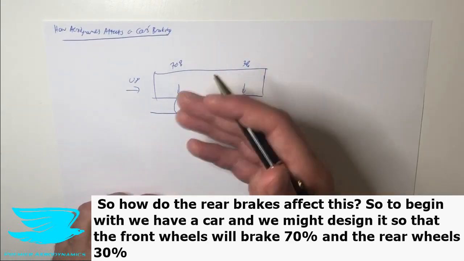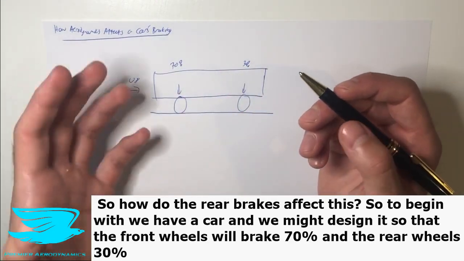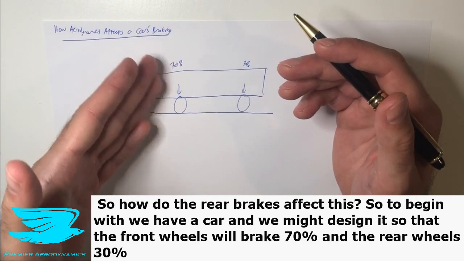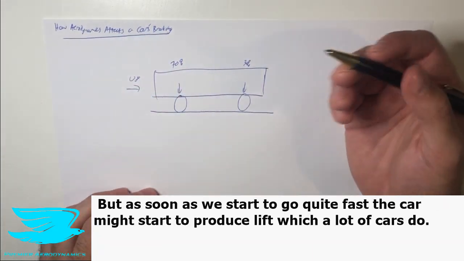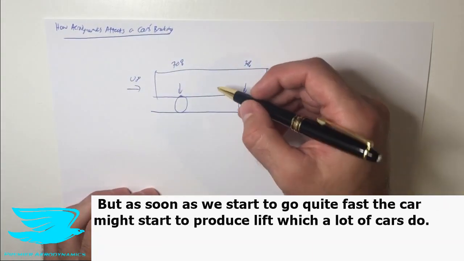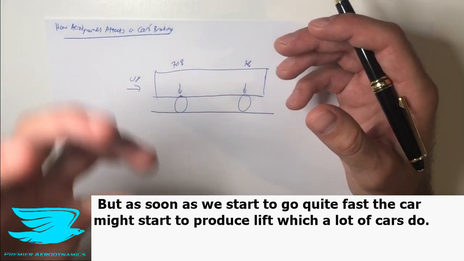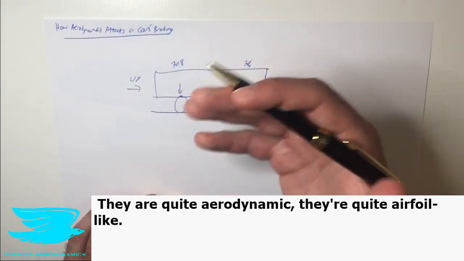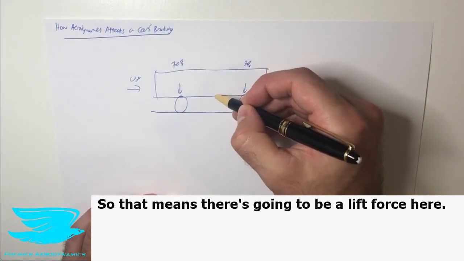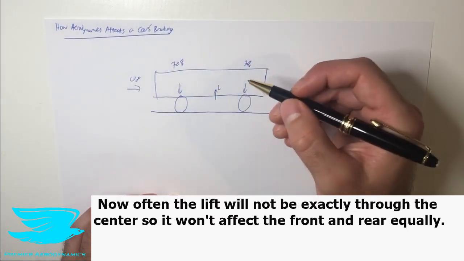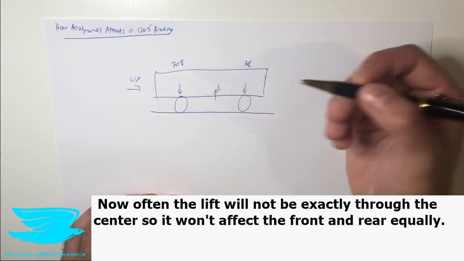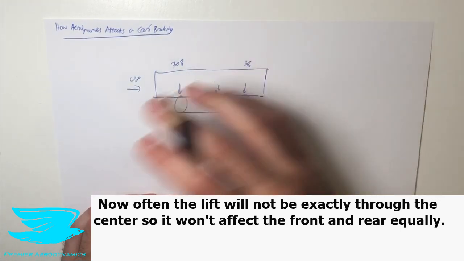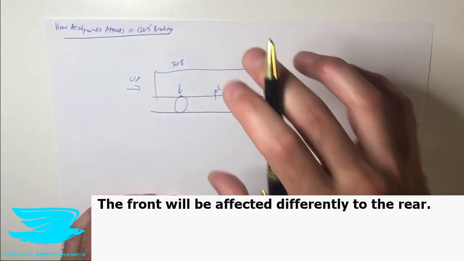So to begin with, we have a car and we might design it so that the front wheels will brake 70% and the rear wheels 30%. But as soon as we start to go quite fast, the car might start producing lift, which a lot of cars do. They are quite aerodynamic. They're quite airfoil shaped. So that means there's going to be a lift force here. Now, often the lift will not be exactly through the center, so it won't affect the front and rear equally. The front will be affected differently to the rear.